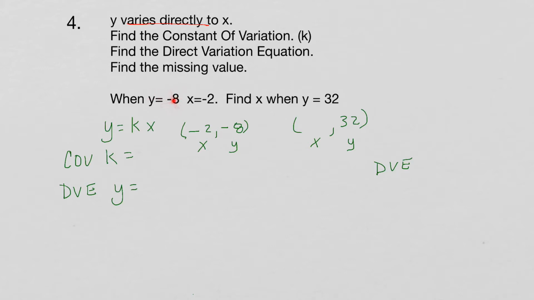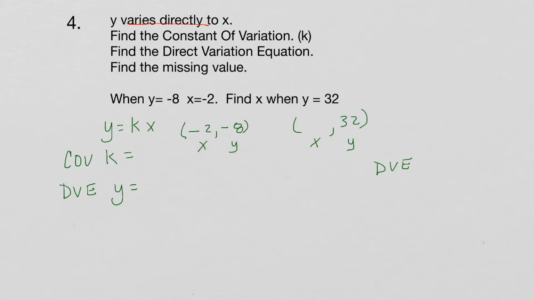Y is negative 8 when x is negative 2. That means these two are in an ordered pair. So we're going to write them as the ordered pair. X is negative 2 and y is negative 8. And of course we're going to label x and y.